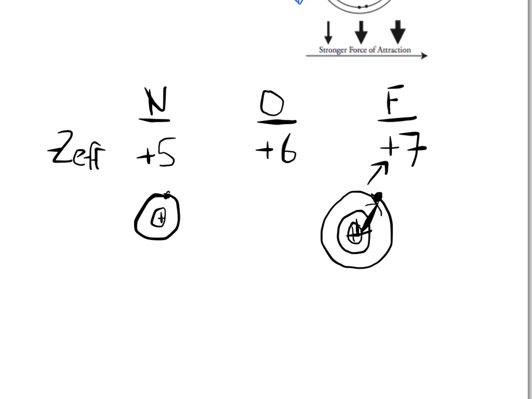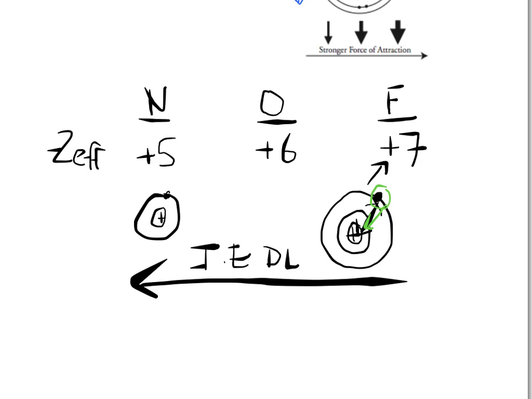Since that attractive force is greater, this electron right here is being pulled towards the nucleus more than that same valence electron in nitrogen. Since it's being pulled more, the amount of energy needed to remove that electron, the ionization energy, is going to be greater for fluorine than it would be for oxygen or for nitrogen. So the general trend is, as you move to the right on a period, ionization energy increases, or as we move to the left, ionization energy decreases.